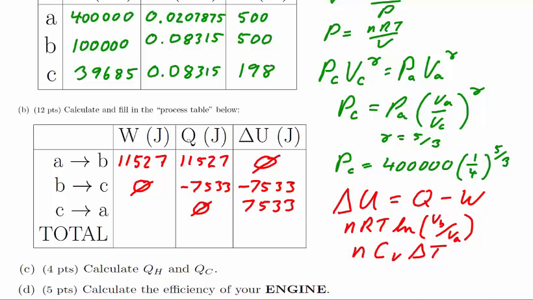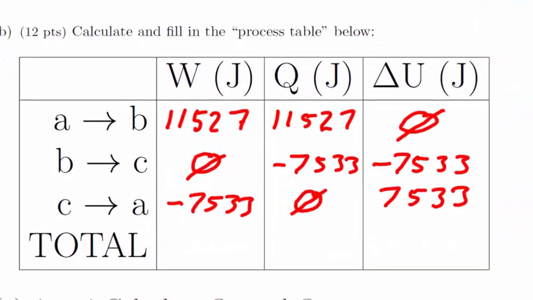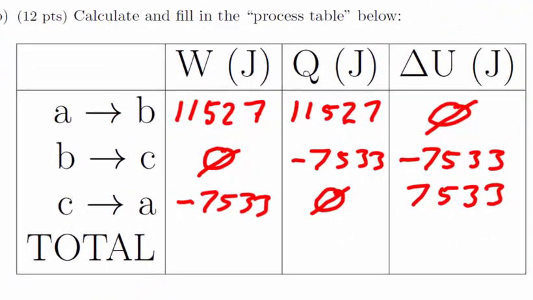Referencing again the first law of thermodynamics, when Q is 0, delta U is minus W, so the work involved in this process is negative 7533 joules. All of this makes sense. Look at the work column.